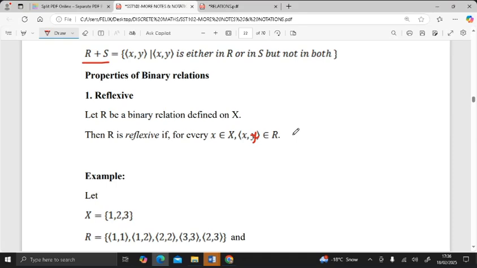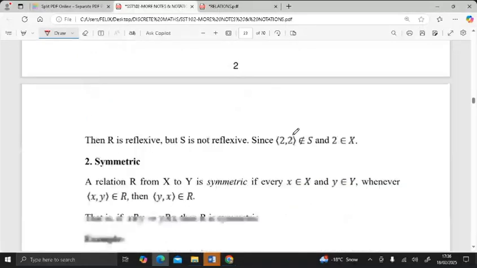In the case of reflexive, we know that an element is related to itself, you still remember. If anything, there is an error here. This one should be X is related to X. Yeah, X is related to X, right? That is what we mean by reflexive.